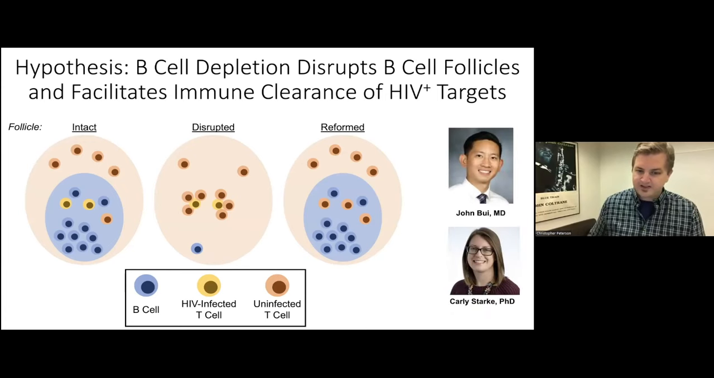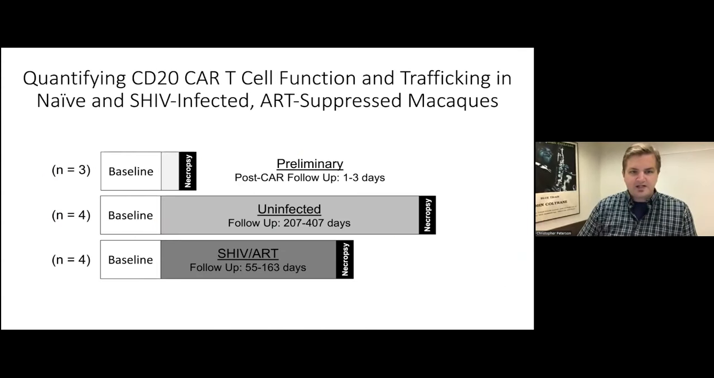So this is all data that was done in my group within the lab led by John Bui, MD fellow, and Carly Stark, postdoc. So this was a study that we did in pigtail macaques that were infected with SHIV, which is simian human immunodeficiency virus. It's one of the primary viruses that we use to model HIV infection in monkeys. The full scope of the study, I won't get into all the data today, but it included a cohort of 11 animals in three groups.